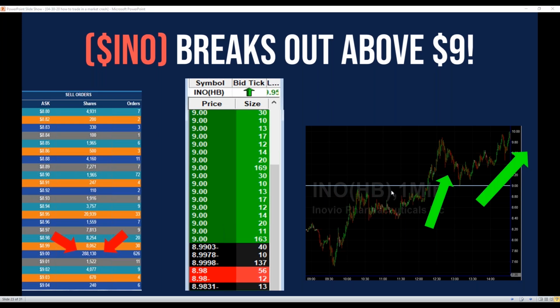$9 to see where 70% of the buyers and sellers are. Who here would not pay $9 for this data? Does anyone have a problem paying $9 for this data? $9 to see where the 288,000 share seller is? Agatha says, wow.